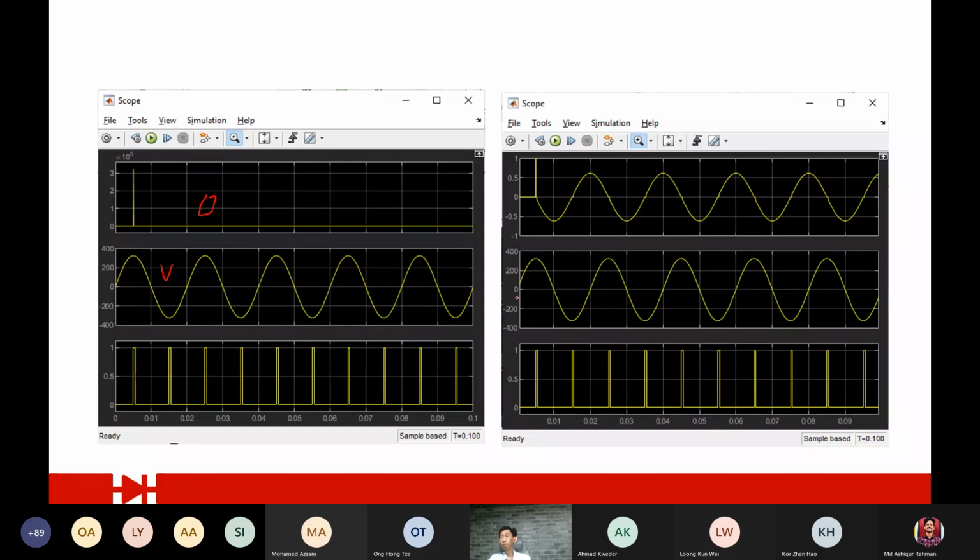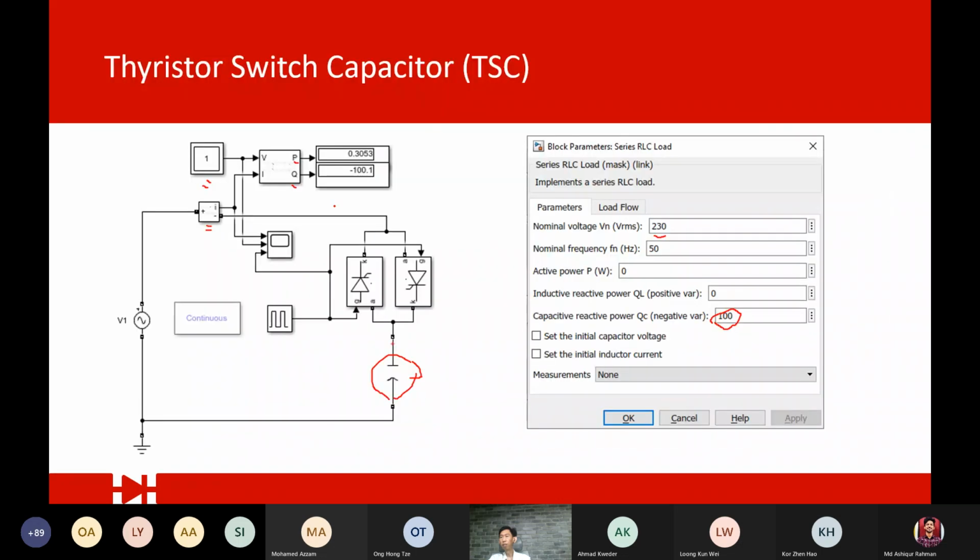So when we turn it on, you will start to see the current. The top one is the current, the bottom one is the voltage. The current and the voltage are out of phase by 90 degrees, and it's capacitive, so the current is leading, not lagging. So you will have negative reactive power. A capacitor is usually used to compensate the power factor or the reactive power.